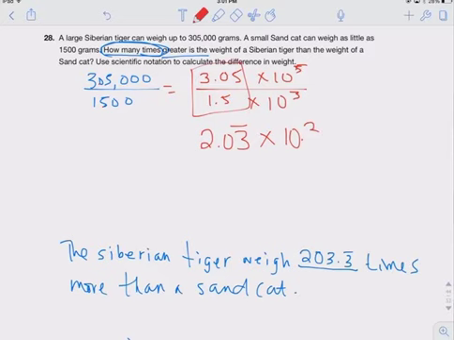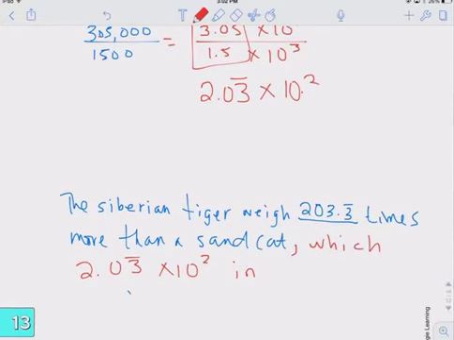Okay? So the Siberian tiger weighs 203.3 times more than a sand cat, which is 2.03 repeating times 10 to the second power in scientific notation.